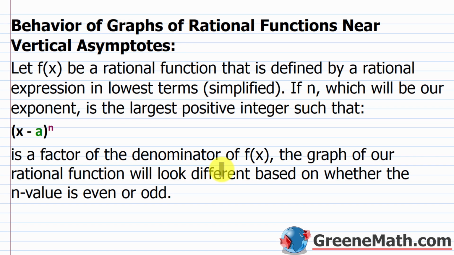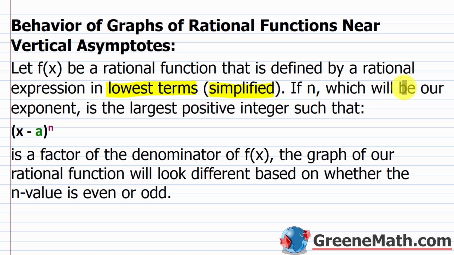All right, before we get to the procedure on graphing a rational function, we need 2 additional pieces of information. The first thing is the behavior of graphs of rational functions near vertical asymptotes. So we're going to let f of x be a rational function that is defined by a rational expression in lowest terms. That's actually important here. That means that this guy is simplified. In other words, we cannot cancel a common factor between the numerator and the denominator. So we're not going to have a hole in this situation.